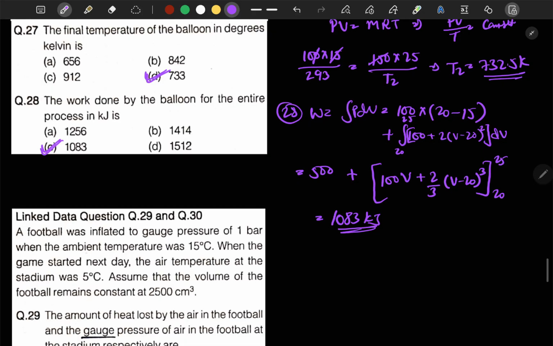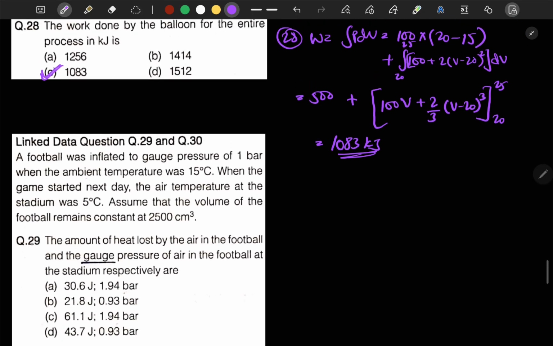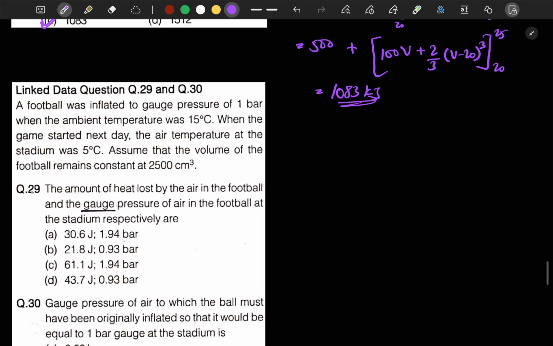For next question, it is again a linked question type. A football was inflated to a gauge pressure of 1 bar when the ambient temperature was 15 degrees Celsius. When the game started next day, air temperature of the stadium was 5 degrees Celsius. Assume that the volume of the ball remains constant. So we can use PV is equal to mRT again, and here it is said that volume is same, mass and R will also be same. So here we can say pressure is proportional to temperature.